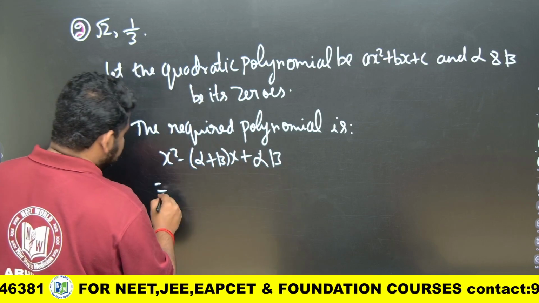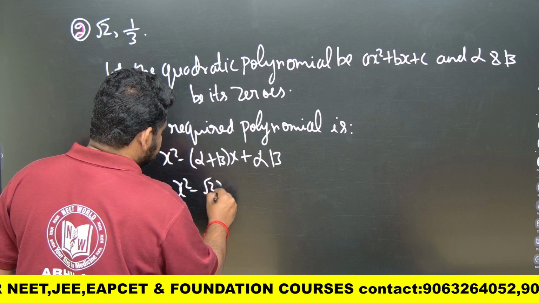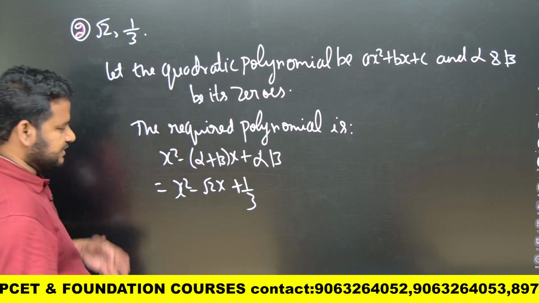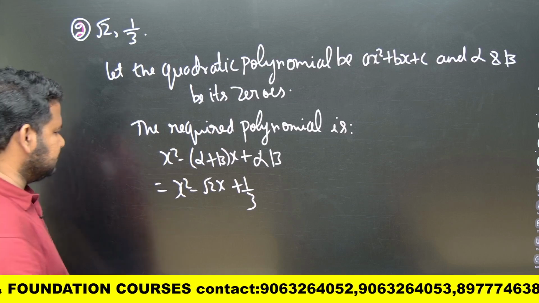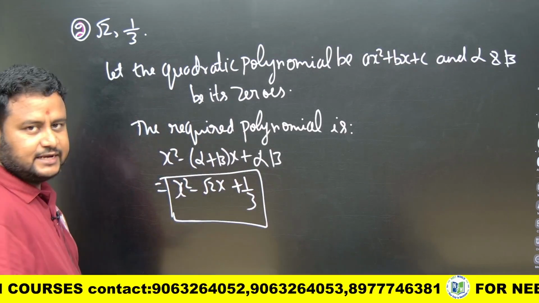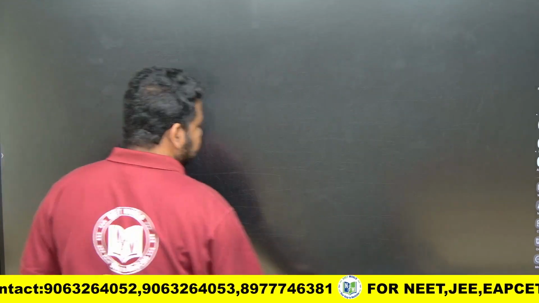So this implies x square minus (alpha plus beta), which is root 2, x, plus alpha beta, which is 1 by 3. Keep it as it is, or you can take the LCM. This is totally fine. This is the method you can follow. Clear? That's it. Let us move to the next one, friends.